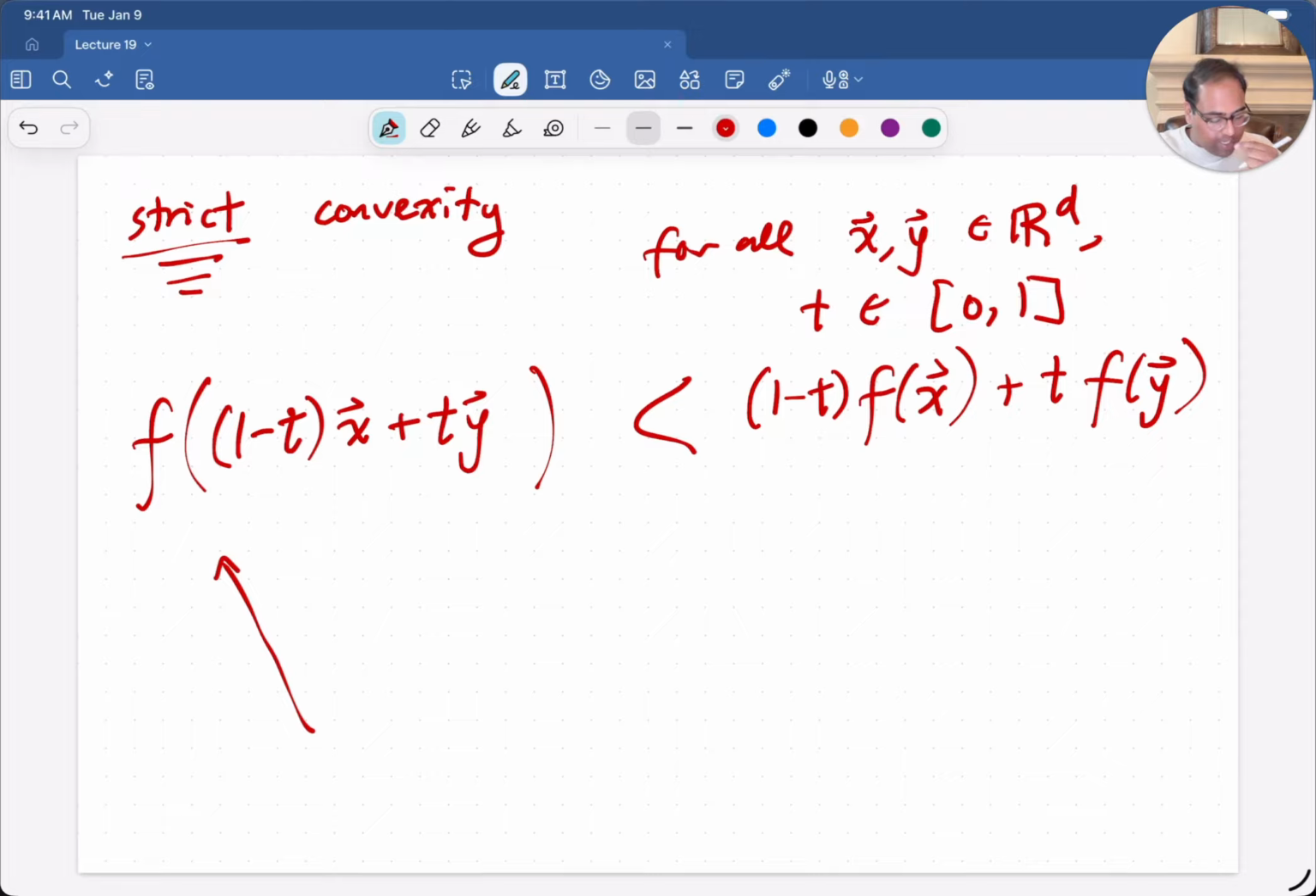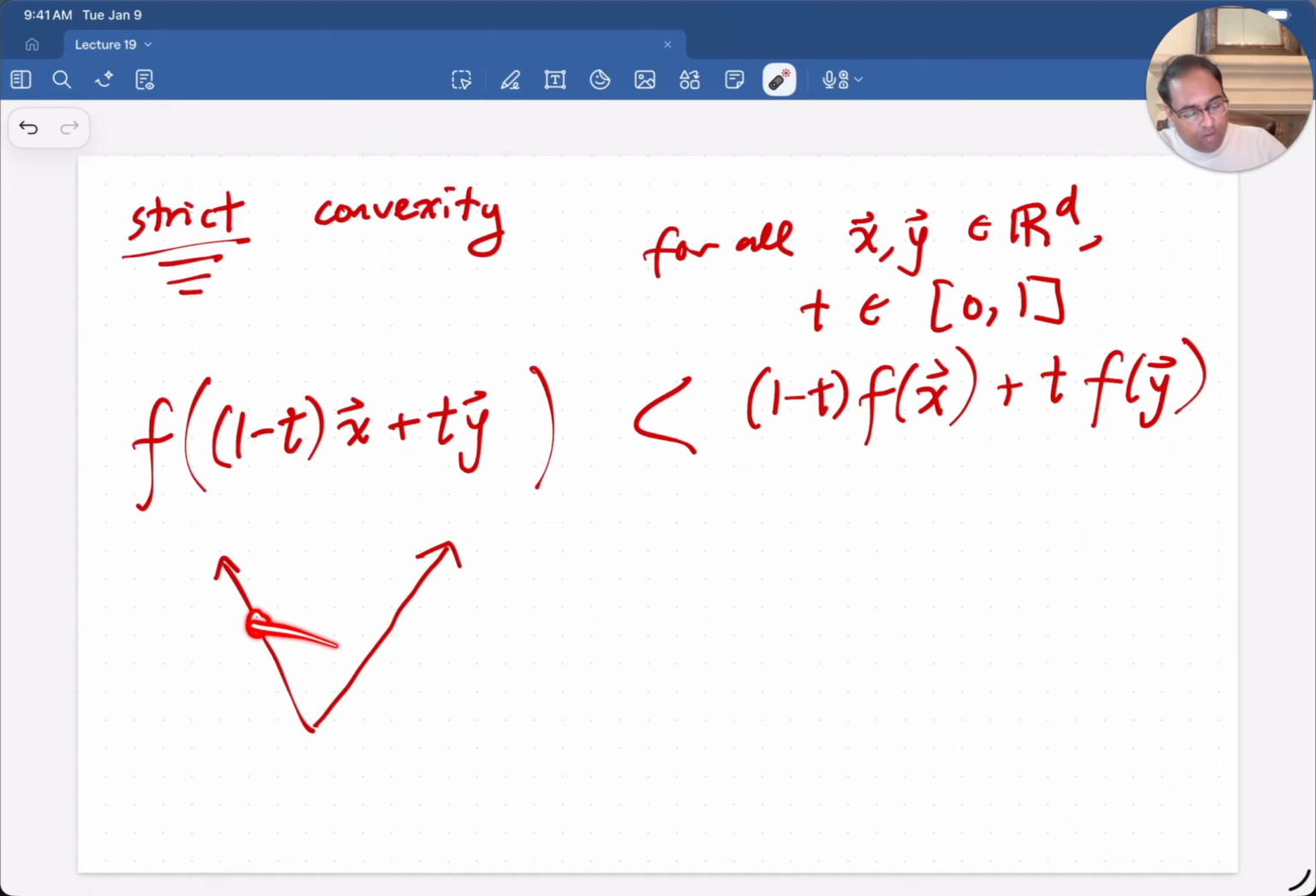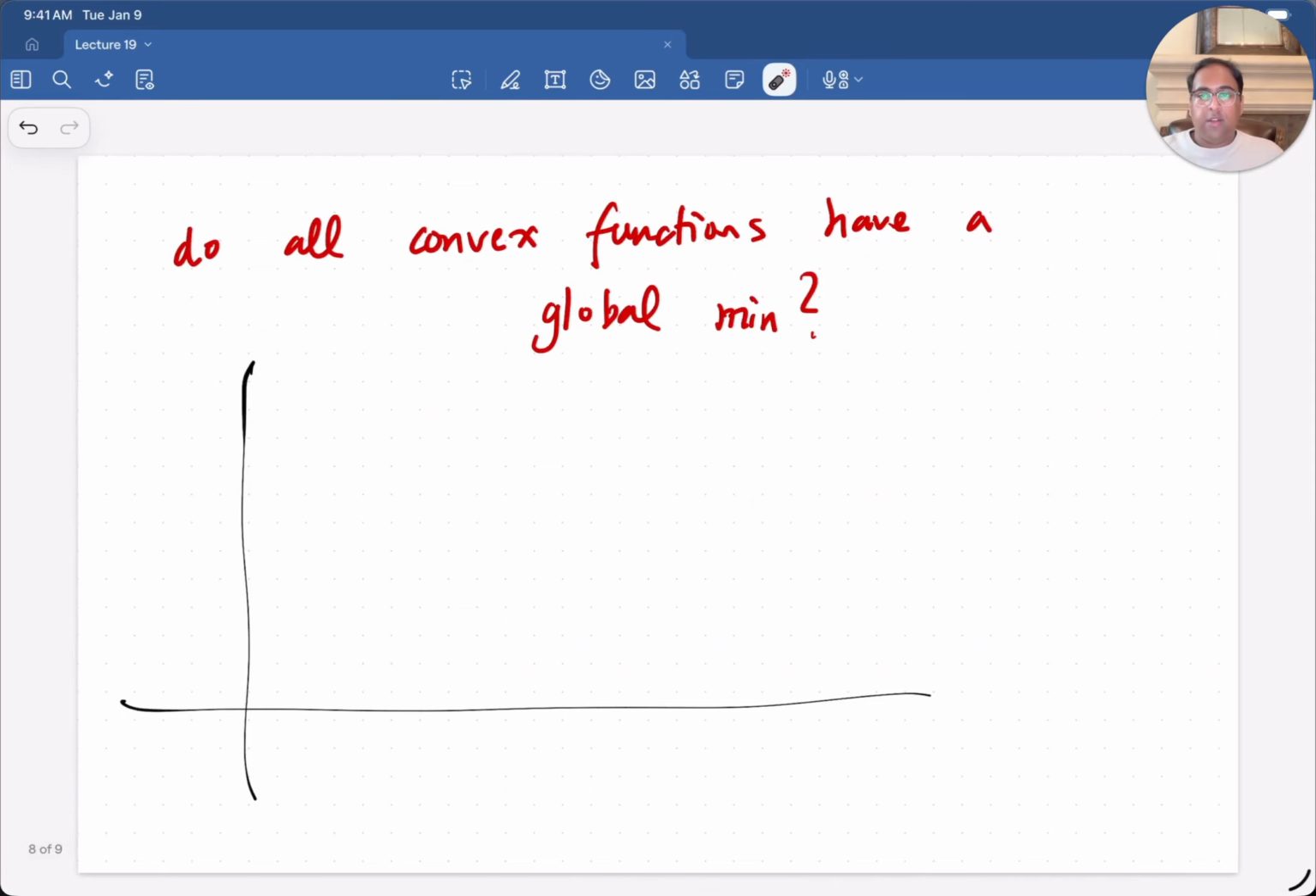So an example of a function that is convex but not strictly convex is this one. Because sometimes when you connect two points, the segment is above, but sometimes it's just on. So this is convex but not strictly convex. And we'll get back to that idea in a second. But there are some functions that are strictly convex and also don't have a global minimum. And if you haven't thought of an example, here's one.